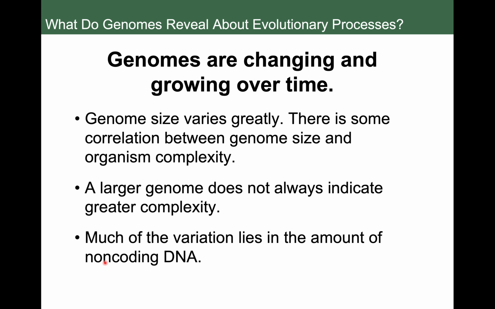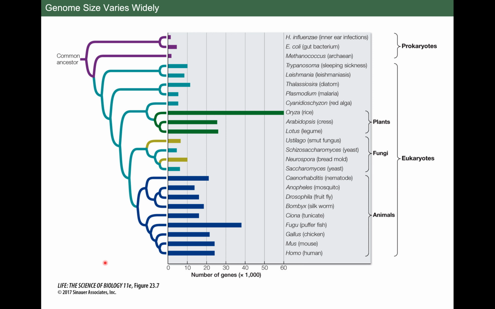And researchers have observed that a lot of the variation in genome size tends to be in the non-coding DNA in particular. So, DNA that does not code for genes. So, just going back to that trend of increasing genome size, we can see that illustrated here, where we're looking at the number of genes, which is a pretty good indication of genome size. So this is number of genes times 1,000 here on the x-axis. And you can see we've got different groups of organisms. So we start up here with prokaryotes, right?